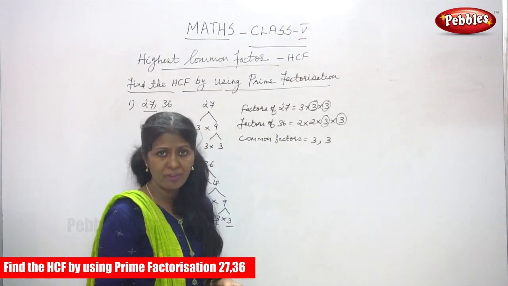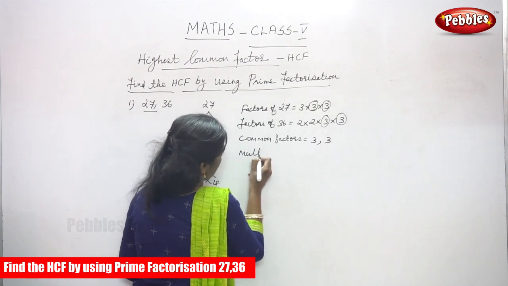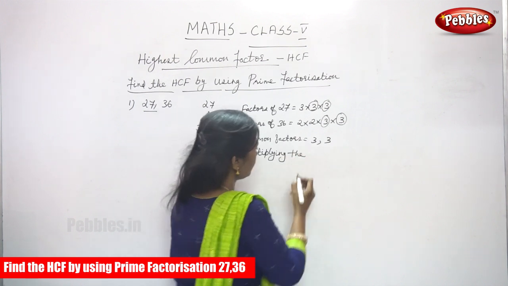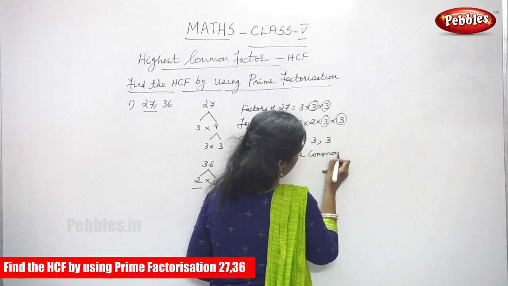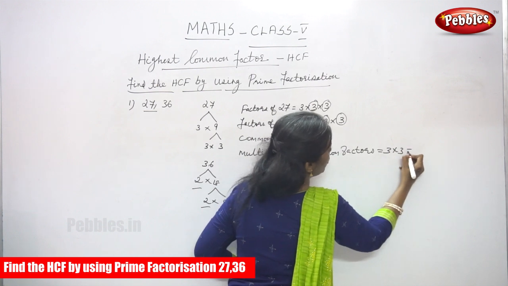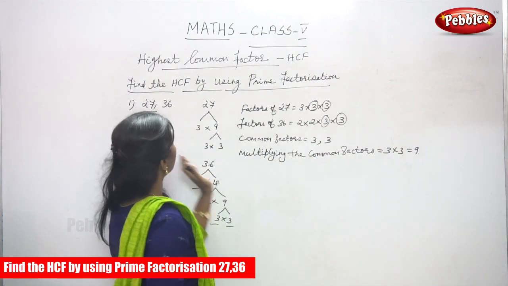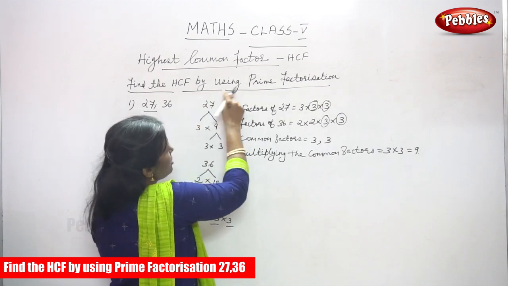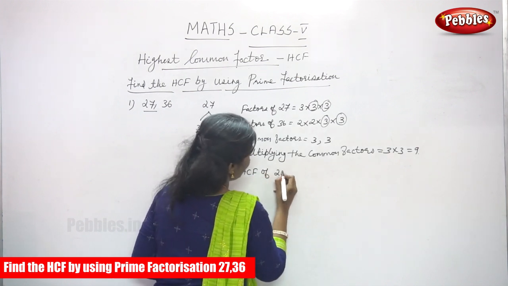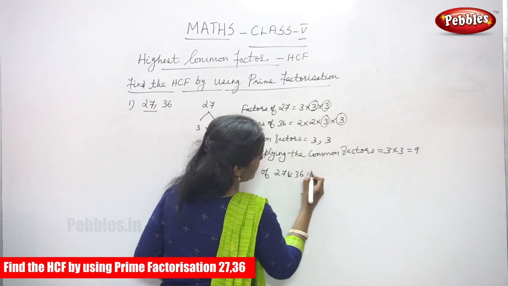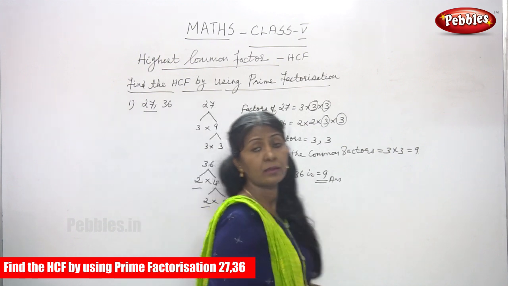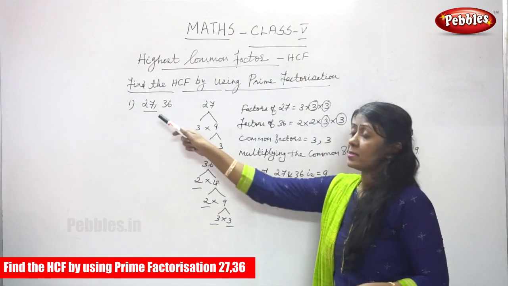After this, multiply the common factors. Multiplying the common factors, that is 3 into 3, you can get 9. So this is the HCF by using prime factorization. So HCF of 27 and 36 is 9. This is the answer. So this is the answer for this question.